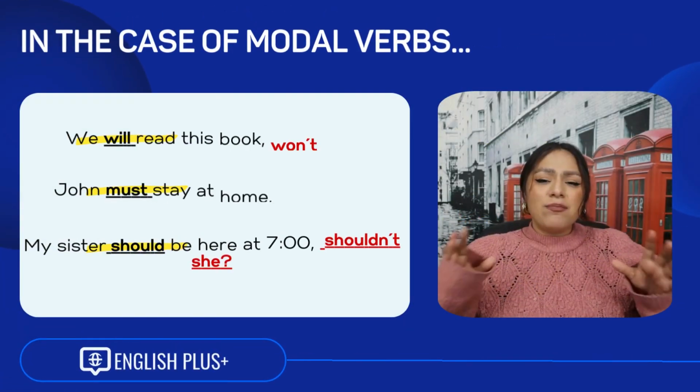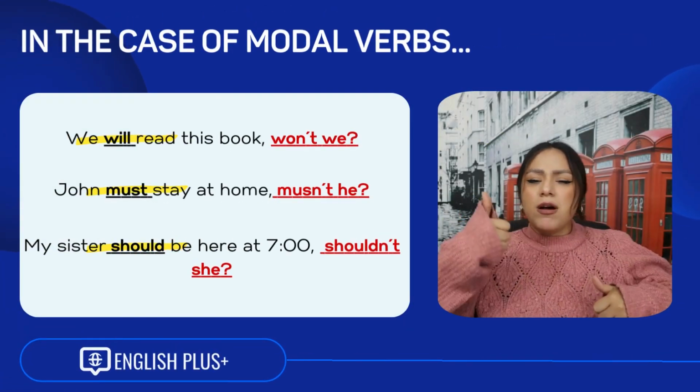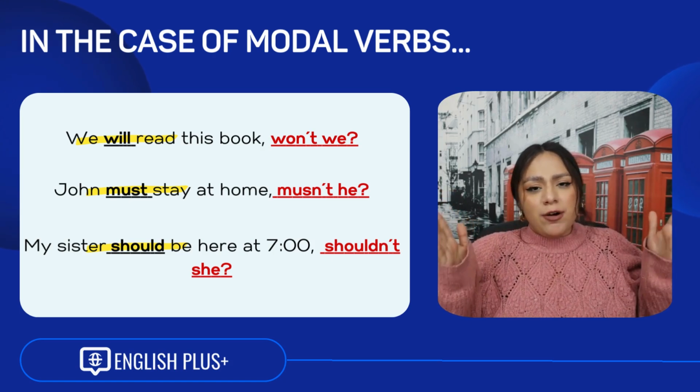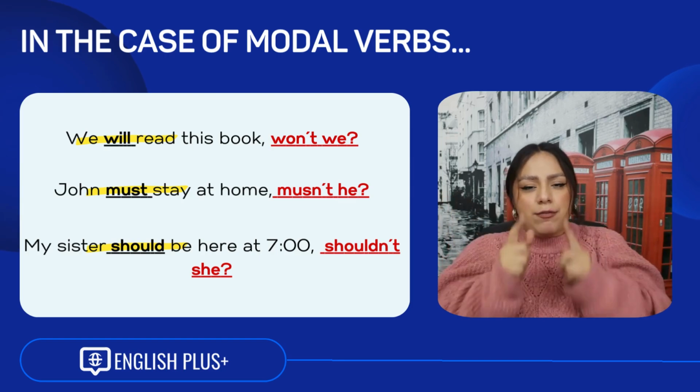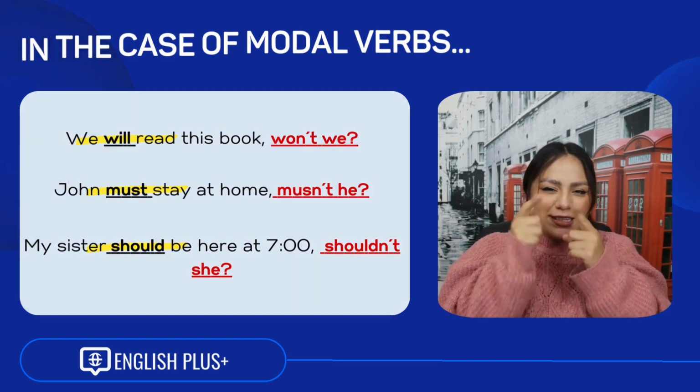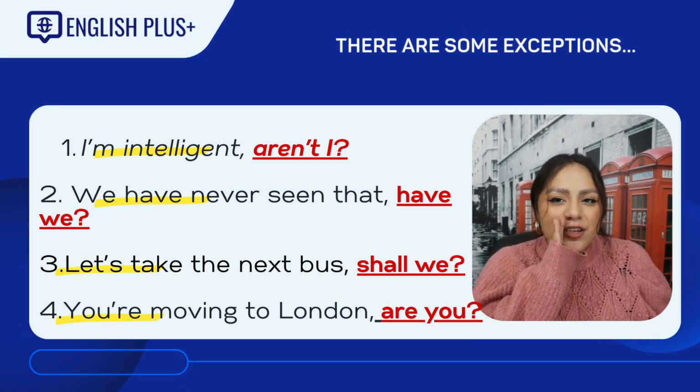In the case of modal verbs like will, must, should, could, you just need to transform your modal verb in positive or negative. Remember, depending if the statement is positive or negative. Look at the examples.